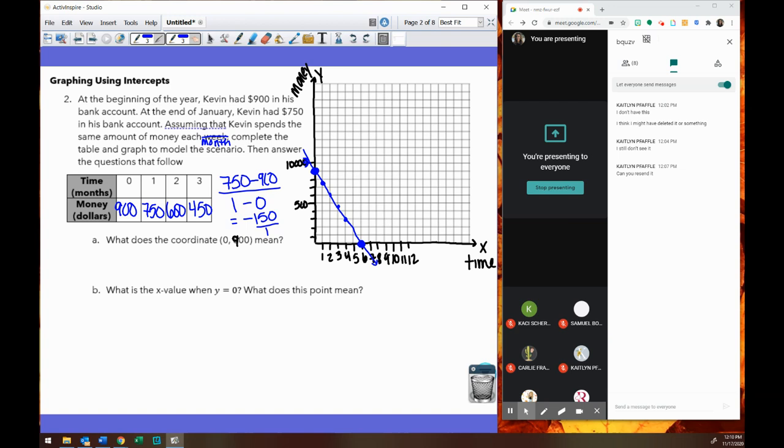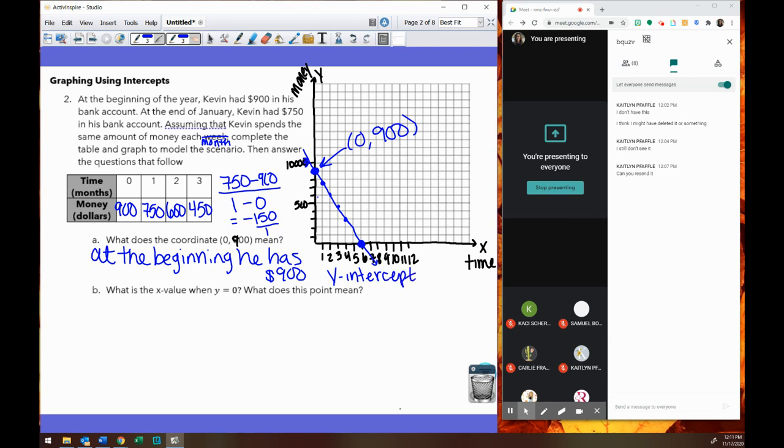Okay. The next question says, what does the coordinate 0, 900 mean? So here's my coordinate 0, 900. In terms of the problem, what does that coordinate mean? Or what does that information tell us? It tells you that he had $900 at the beginning of January. Right. So at the beginning, he has $900. That point where your graph crosses the y-axis is known as your y-intercept.